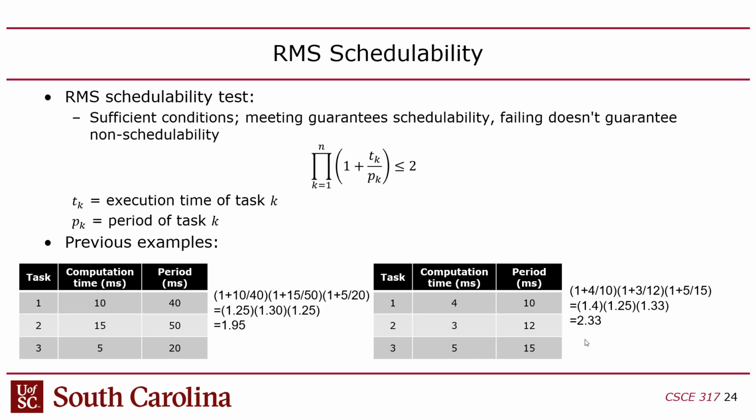Here's another example, and you can't tell from looking at this that it can't be scheduled. It's 4 out of 10, 3 out of 12, 5 out of 15. Looks fine to me. If you presented those tasks to me, I'd say, yeah, should be good, but it's not. The RMS bound for that is 2.33. So that one is maybe, but maybe not good, right? You guys with me?